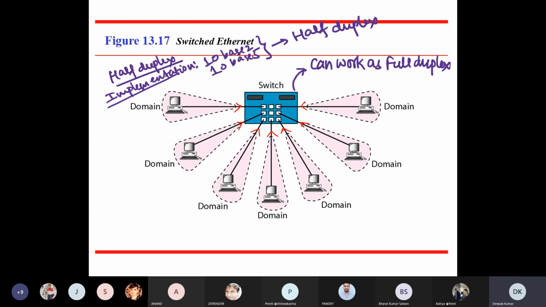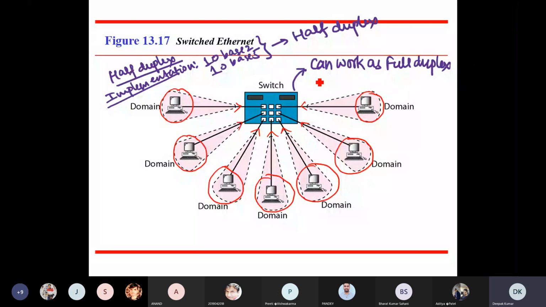And another aspect you should keep in mind is that here also we use only half duplex communication, because in this each domain uses either base 5 implementation. So here also collision will be very less as compared to the earlier technique. But the major advantage of a switch is that it can support full duplex.